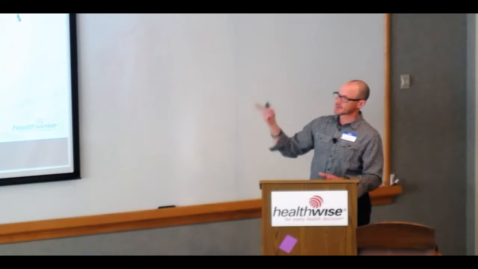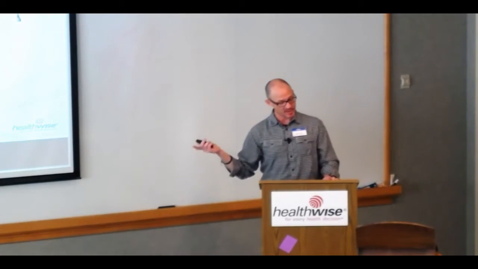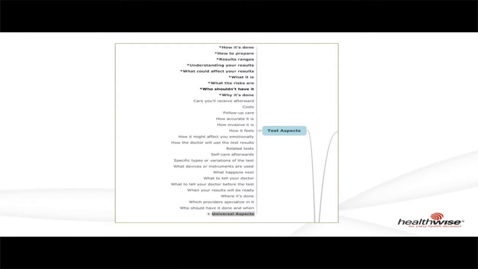Here's one of those categories expanded. This is our set of test aspects. And you get the details of all of the possibilities behind what we talk about as medical tests. Each of these things is valuable on its own. The piece about how accurate is this, there we go. How accurate is this test? What happens next after the test? What do I tell my doctor before the test? How do I understand my results, right? These are all the little pieces that contribute to information about medical tests.